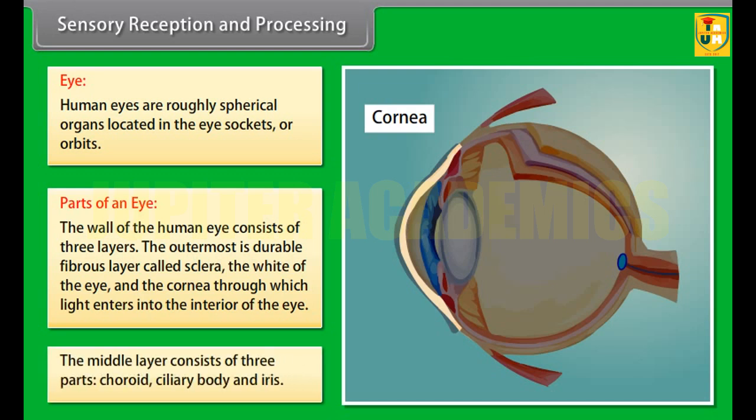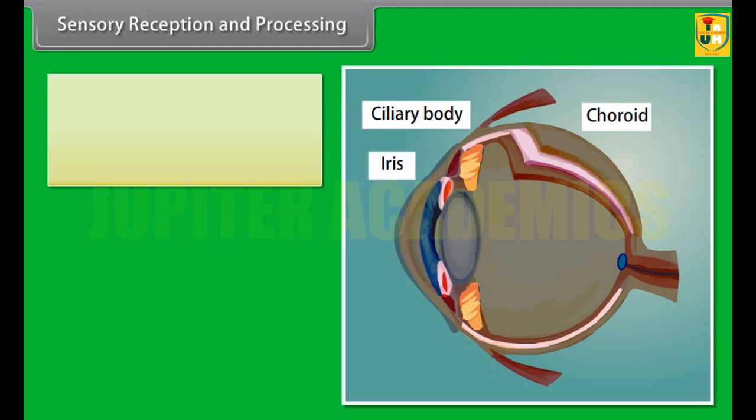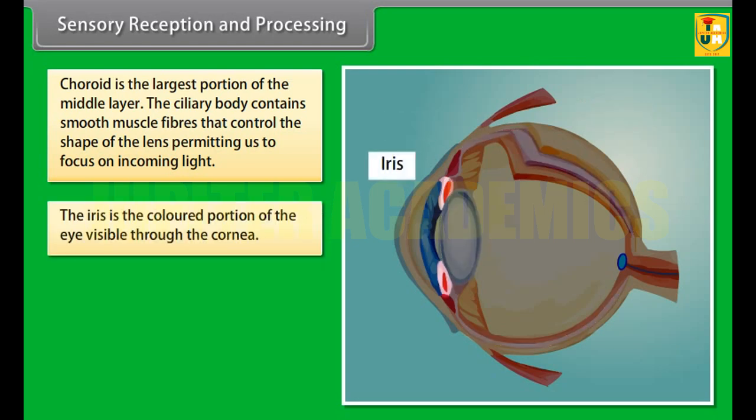The middle layer consists of three parts: choroid, ciliary body, and iris. Choroid is the largest portion of the middle layer. The ciliary body contains smooth muscle fibers that control the shape of the lens, permitting us to focus on incoming light. The iris is the colored portion of the eye visible through the cornea.